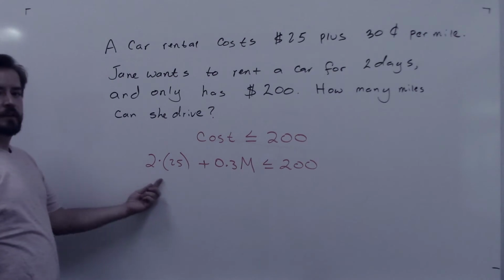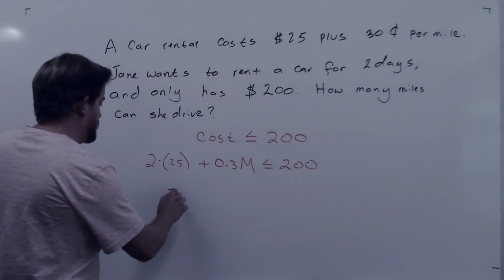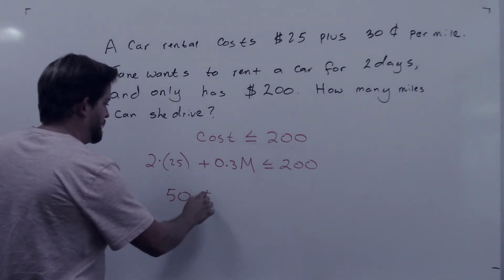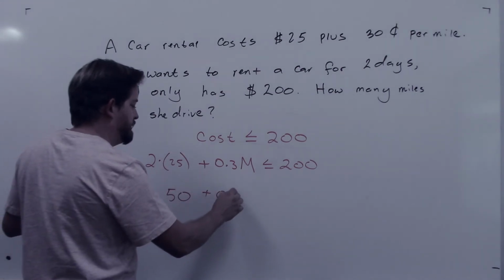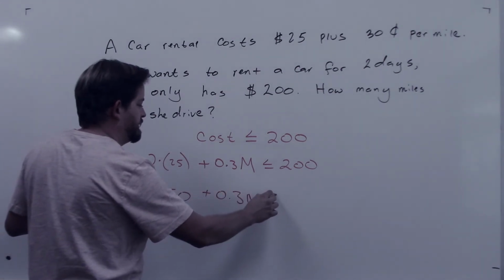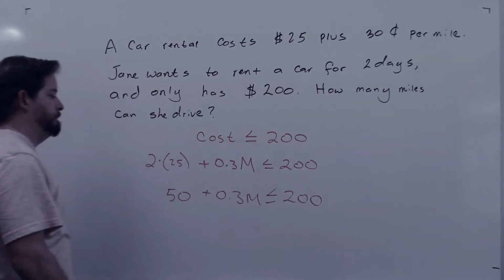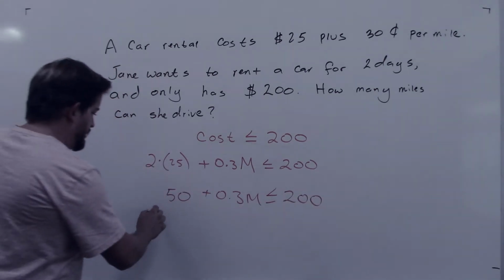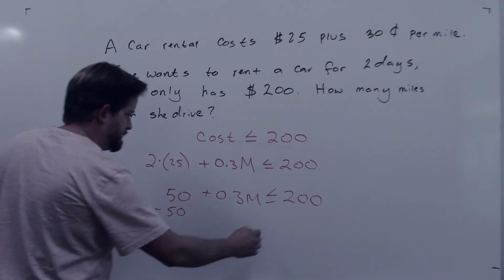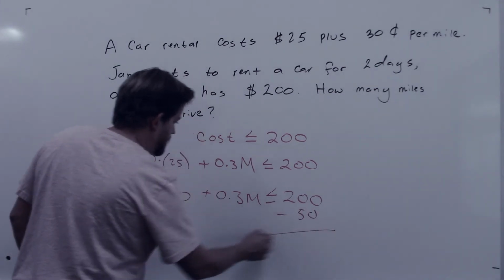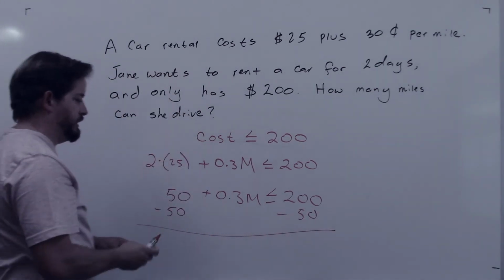We can simplify. 2 times 25 is 50. Plus our 0.3M has to be less than or equal to 200. So we can subtract 50 from both sides. I'm going to take this up so I have room to work it.